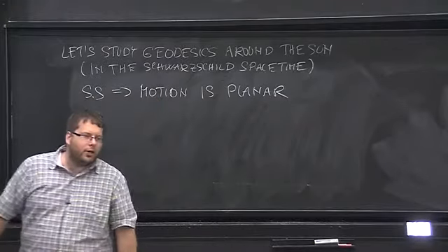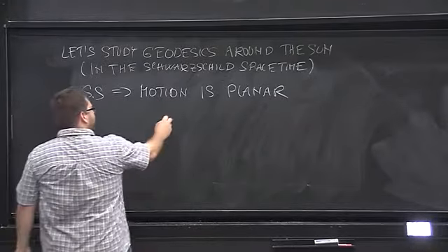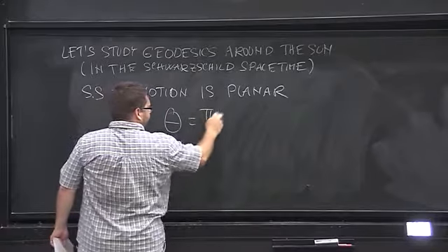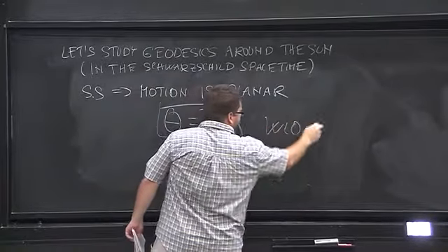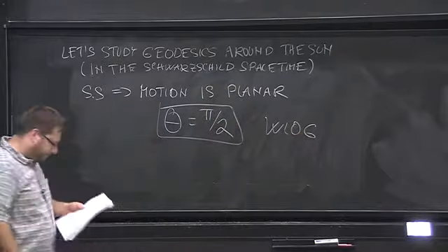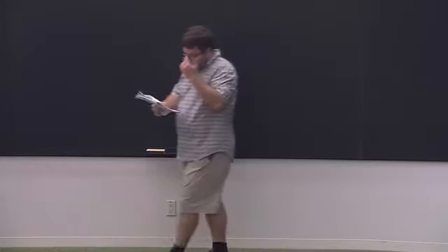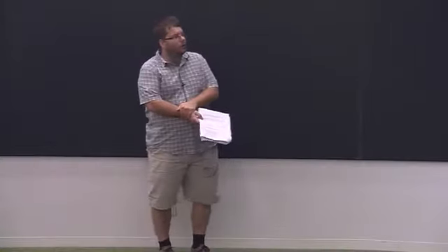And so as always, we can choose theta equal to pi half, which is the equatorial plane. This is without loss of generality. We can do this. All right, so that's the first step.